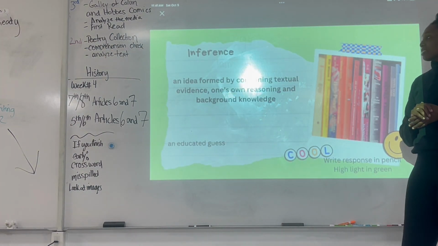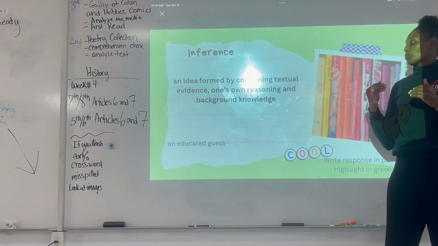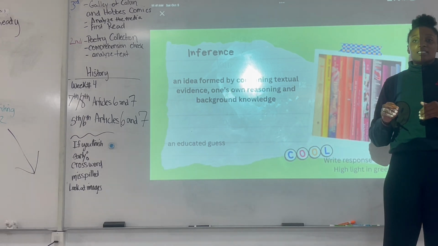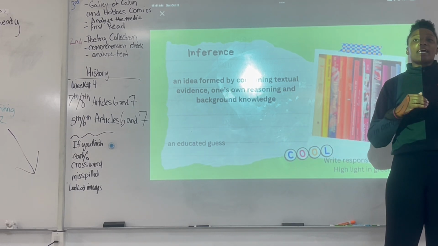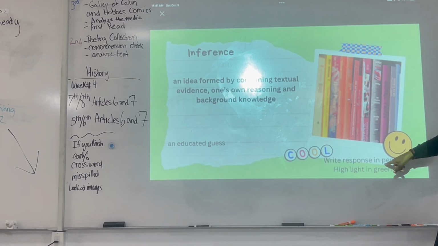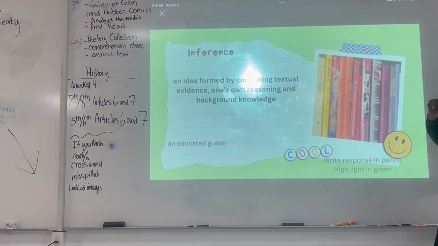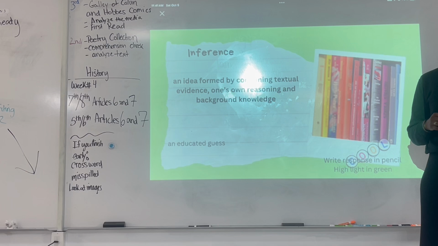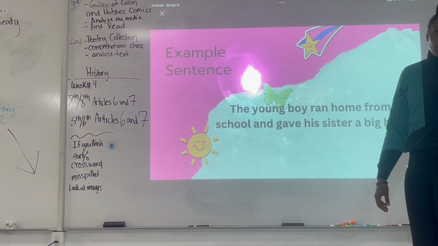Next, inference. It's an idea formed by combining textual evidence, your own reasoning, and background information, okay? This is an educated guess. These are guesses about different sentences, trying to understand why and what the author is saying. We're going to write our response in pencil and highlight these also in green. So evaluation and inferences are going to be the same color. We'll talk about our example sentences at the end, and we're going to practice later.